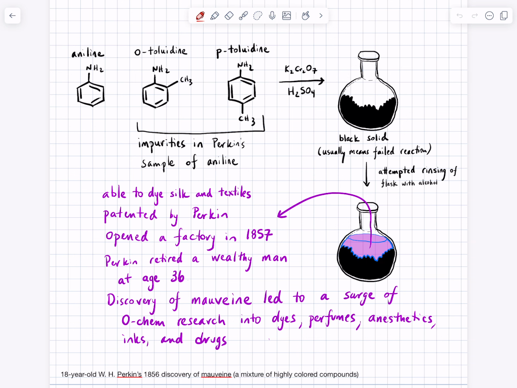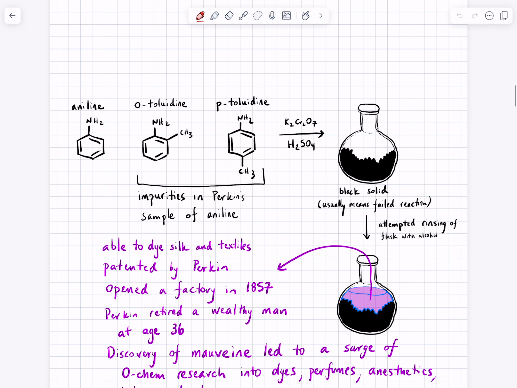In the 1850s, there was a high school kid, or whatever they call high school in the UK, who was doing chemistry in his basement. And maybe he didn't have a basement, I don't know, I'm just envisioning. And he was trying to make an anti-malarial molecule called quinine. Because malaria is a huge problem. Tons and tons of people die from malaria. And so in the 1850s, chemists were interested in anti-malarial molecules.